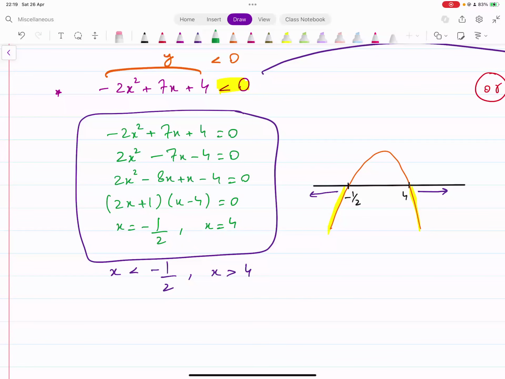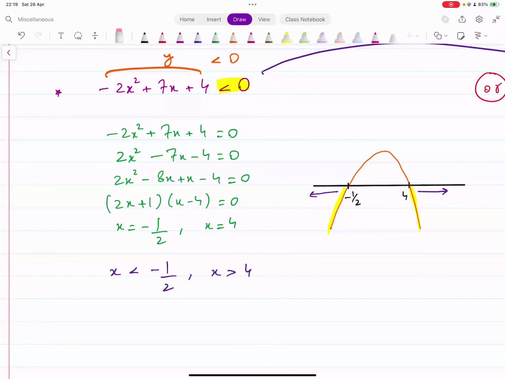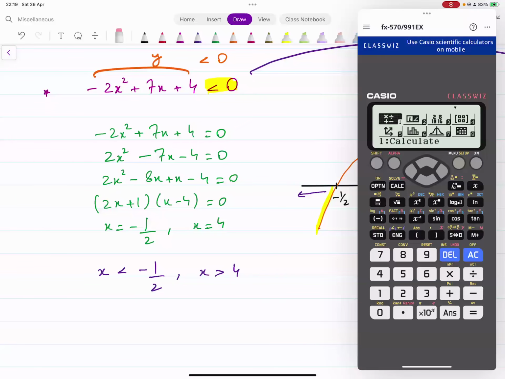The final solution, that just really helps. So on this version, I have this inequality solving function. I can just go there. The degree of this polynomial is 2. Let's put that there, that's number 2 in this. Input those coefficients, -2, 7, and 4. And you get that answer.